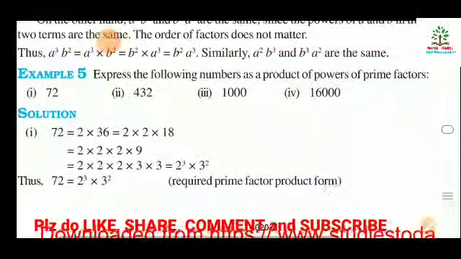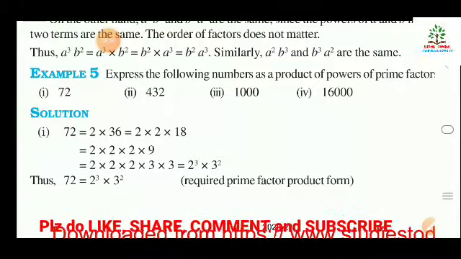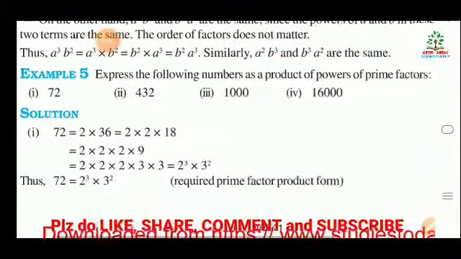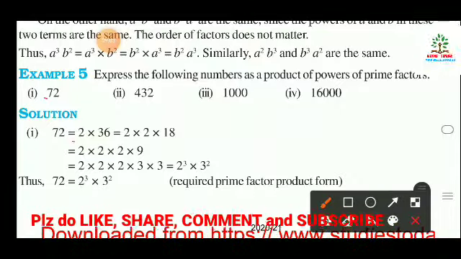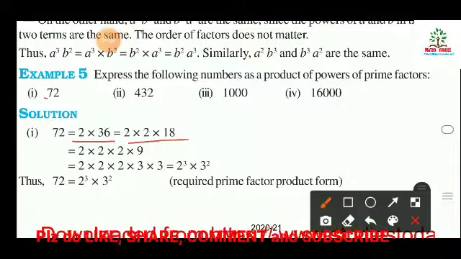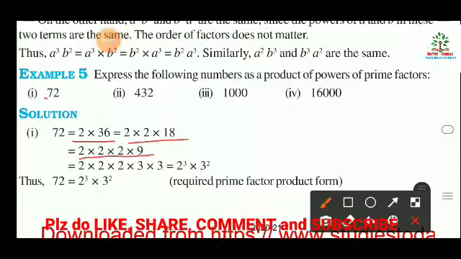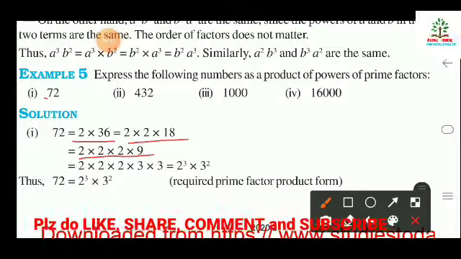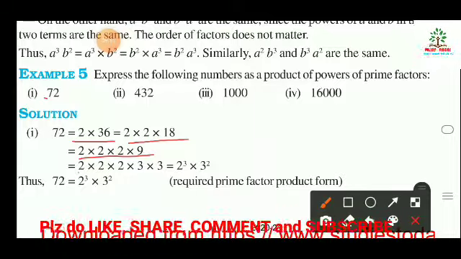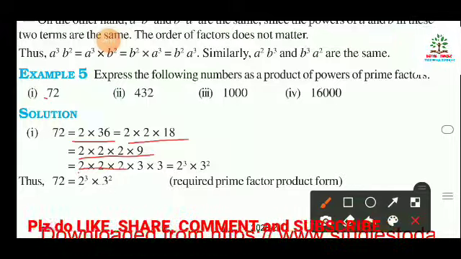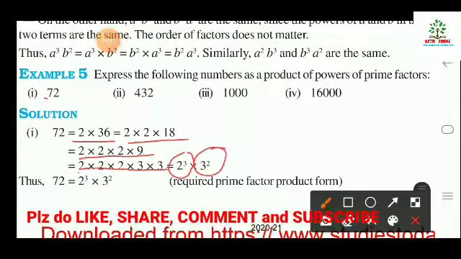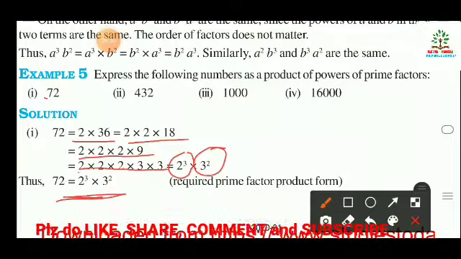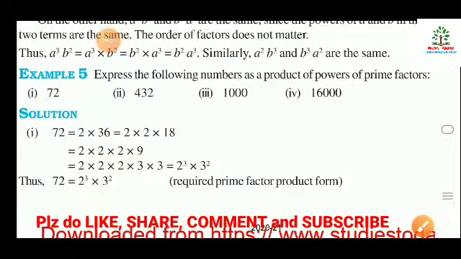Now next is, in the example we have to express the following numbers as a product of powers of prime factors. So how to solve this? Look here, 72 means 2 into 36, and 36 can be written as 2 into 18, which can be further written as 2 into 2 into 2 into 9. So we can write 72 in terms of a product of prime factors: 2 into 2 into 2 into 3 into 3. So 2 is coming 3 times, so 2 raised to power 3. 3 is coming 2 times, so 3 raised to power 2. So 72 can be written as 2 raised to power 3 into 3 raised to power 2. So this is the prime factors product form and form of powers also.